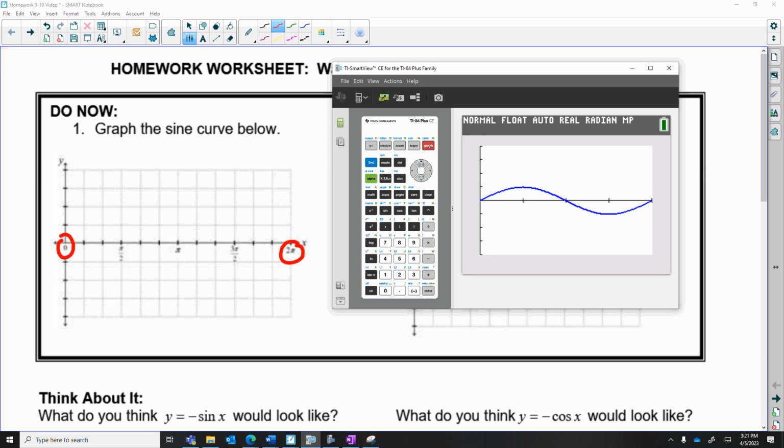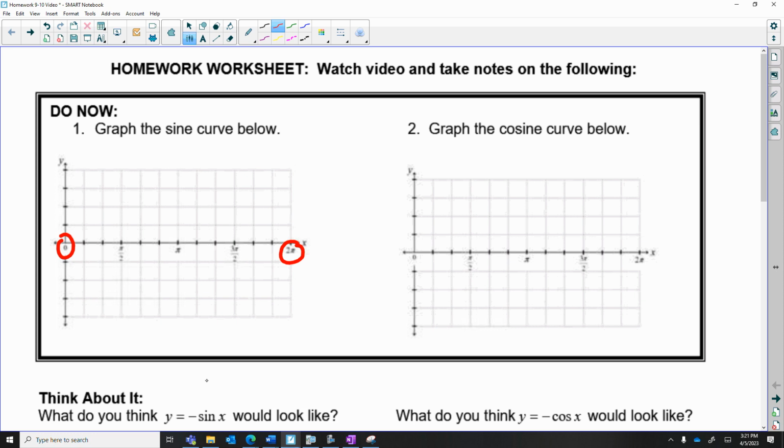Notice the sine curve starts at the midline. So we're going to create our first point, midline, then we're going to go up to the maximum. The maximum is at 1. So we're going to go midline, maximum, midline, minimum, midline. This is one full sine curve. Remember, sine starts at the midline.